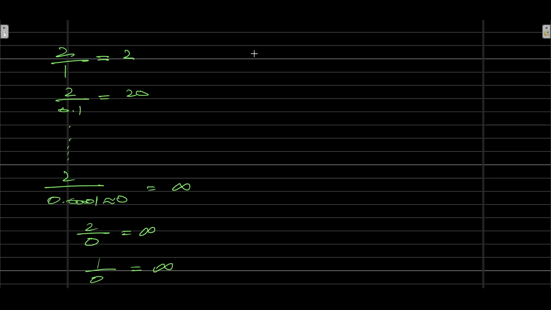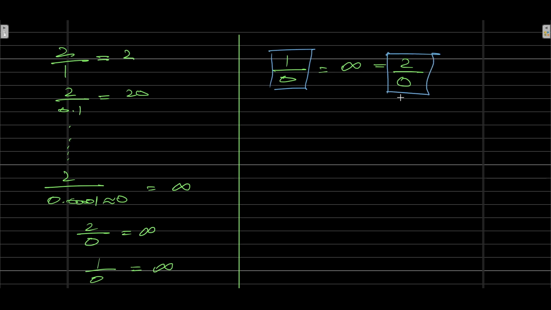That means I can say that 1 divided by 0, which is infinity, is equal to 2 divided by 0. That means indirectly I am saying that 1 divided by 0 is equal to 2 divided by 0. And that means I'm saying that 1 is equal to 2. 1 is equal to 2. And obviously in mathematics, this is not possible.